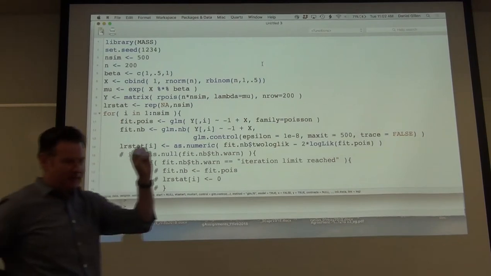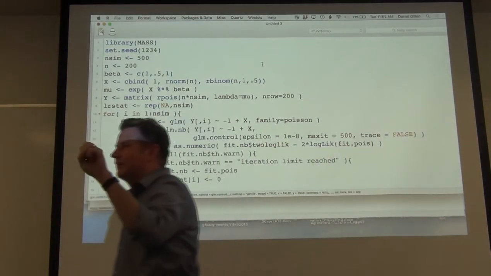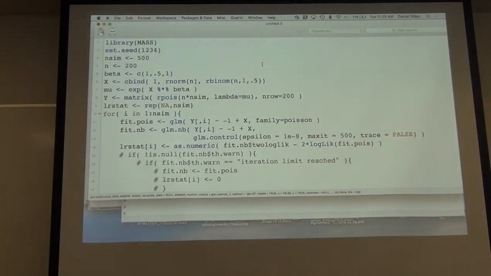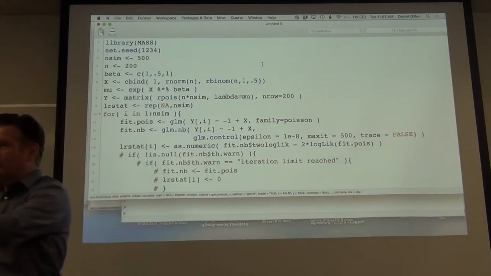So homework problem one: I'd ask you guys to investigate the reference distribution for the likelihood ratio test for the over-dispersion parameter in the negative binomial model relative to the Poisson, which is what that log likelihood would reduce to as you take the limit as alpha goes to 0.